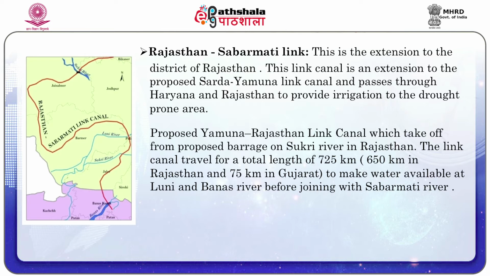Rajasthan Sabarmati Link. Rajasthan Sabarmati Link is an extension to the proposed Yamuna Rajasthan Link Canal, which takes off from the proposed barrage on Sukri river in Rajasthan. The link canal travels for a total length of 725 km, that is 650 km in Rajasthan and 75 km in Gujarat, to make water available at Luni and Banas rivers before joining with Sabarmati River.